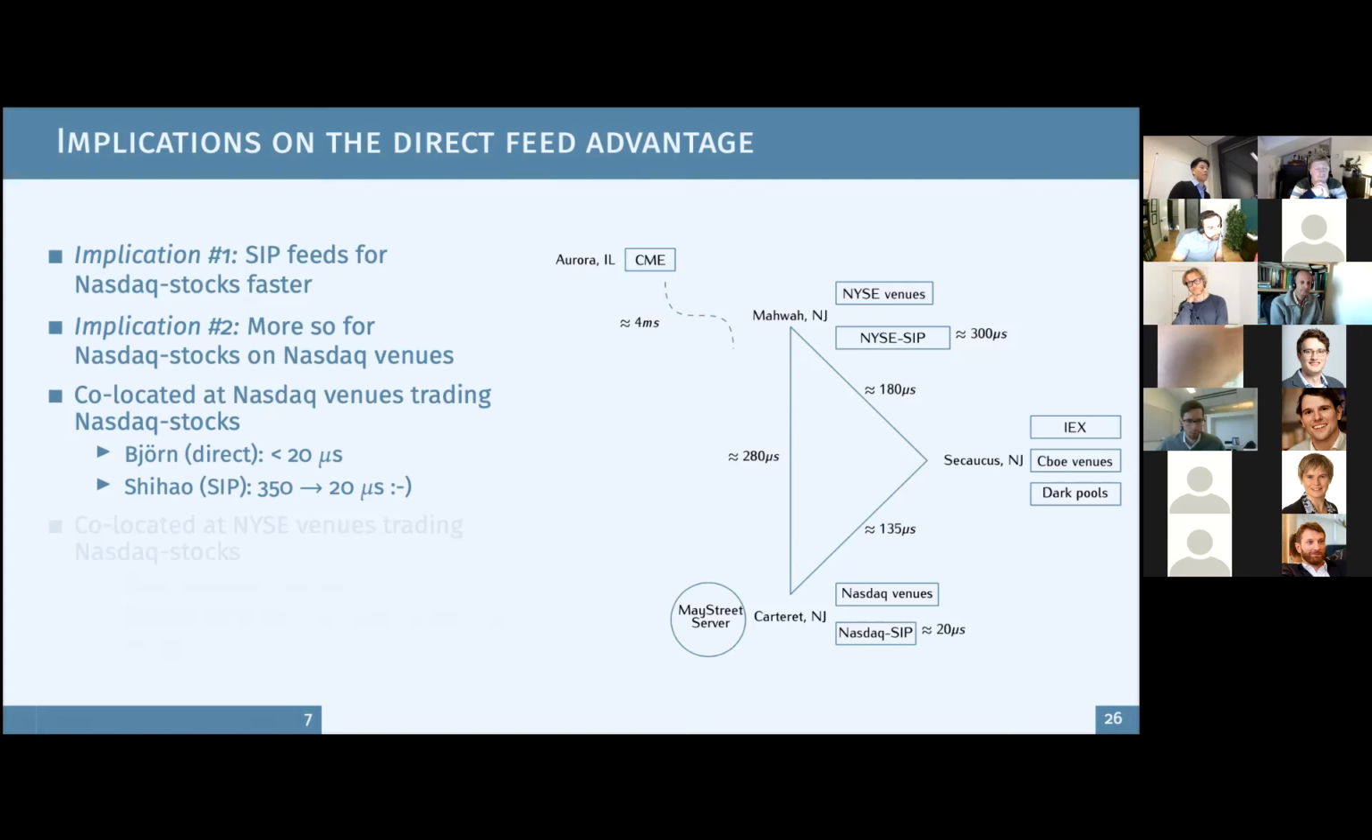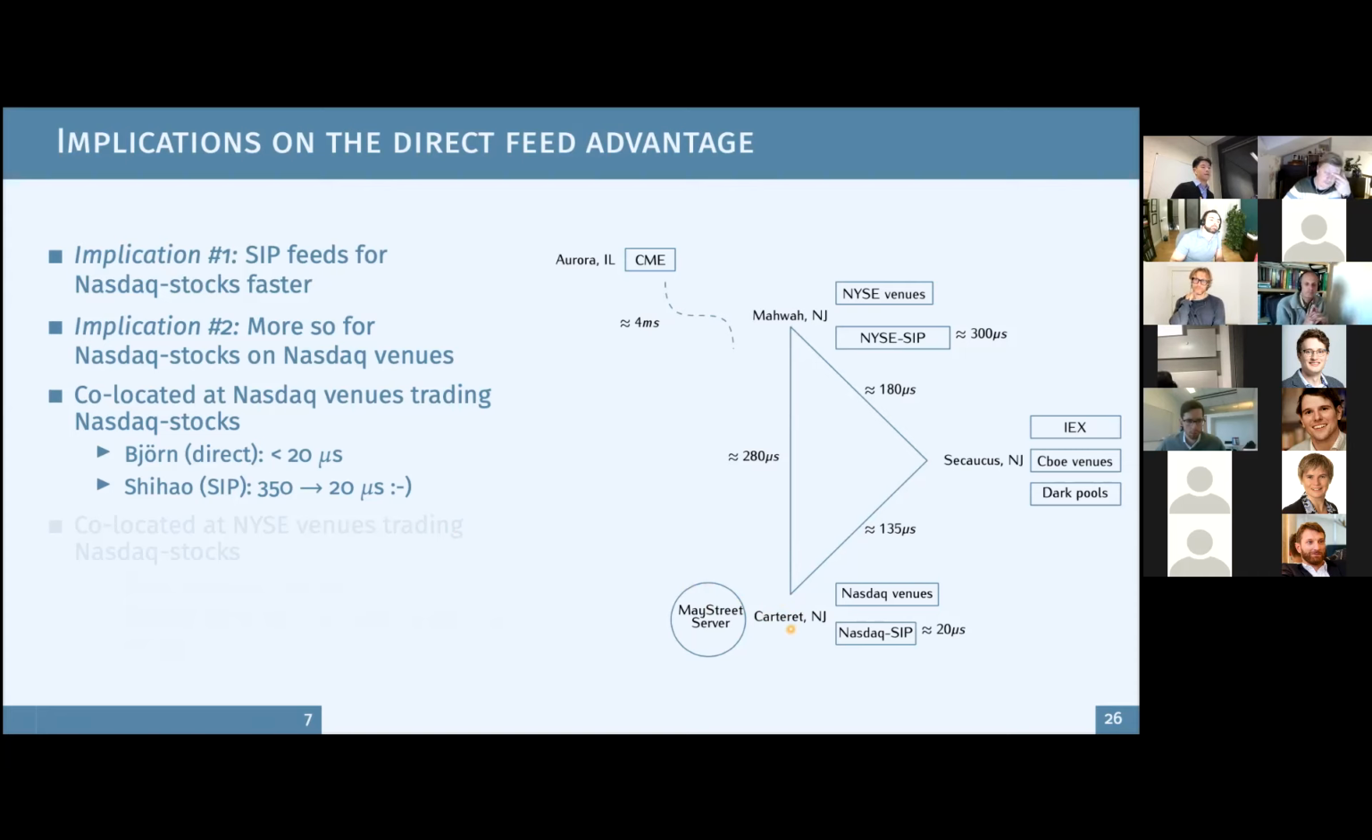And we're now both located somewhere here, because we know HFT co-locates their trading algos at the exchange servers. So we're both here in Carteret. And for the direct feeds, Beyond just gets it from Nasdaq. So let's say it's below 20 microseconds. And for me, I'm also here, subscribing to the SIP.